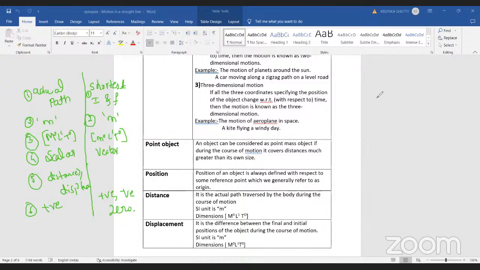What example can we give for zero? For example, if you are traveling from your home to college and from college to your home, the distance traveled by you, suppose it is 4 plus 4, distance will be 8 kilometers. What about the displacement? It will be 0. Because the initial and final point are the same, the displacement value will be 0. Okay?